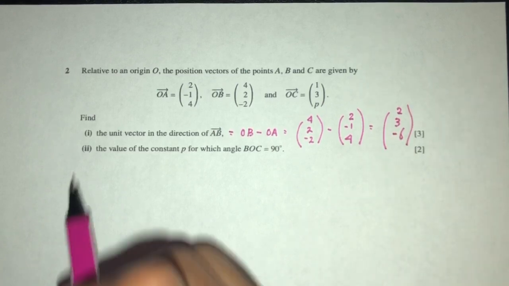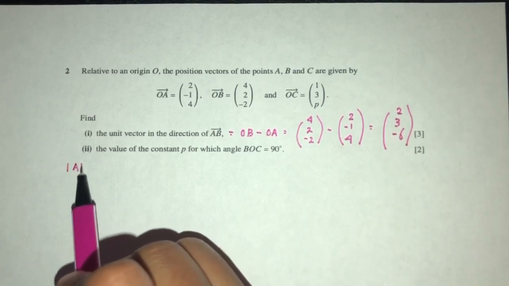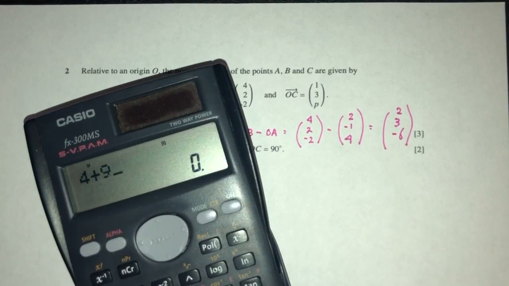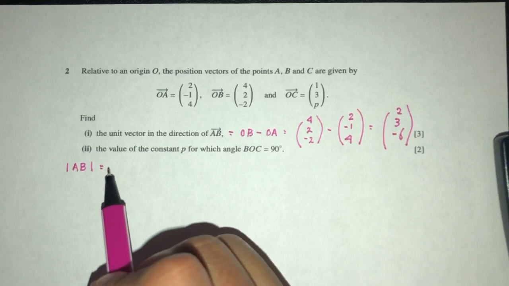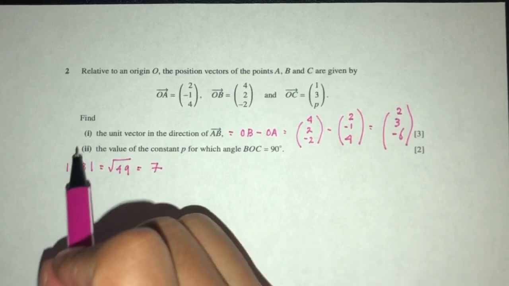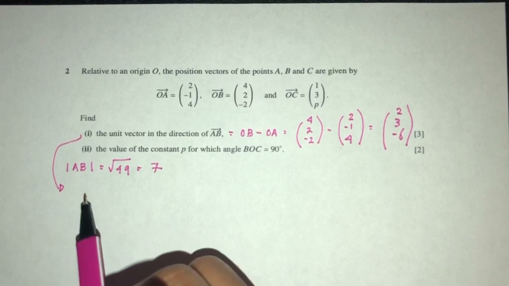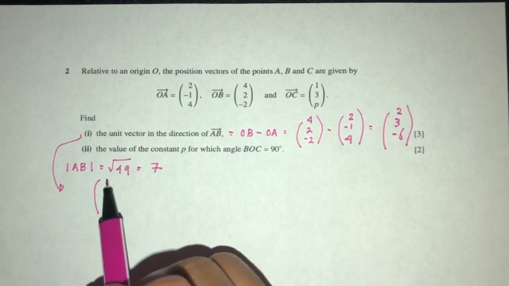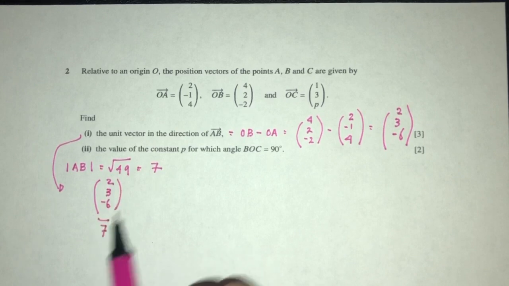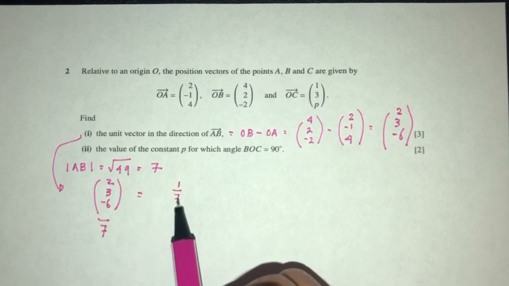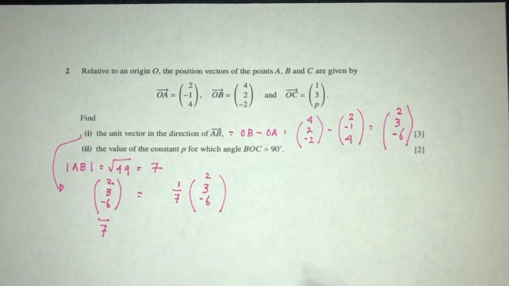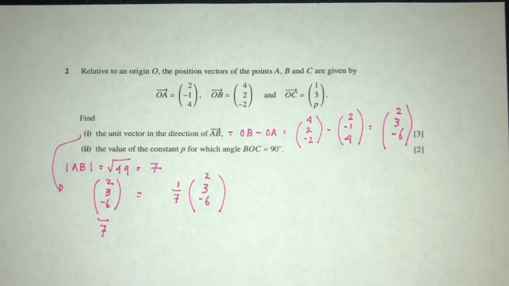This is AB. Now we have to find the magnitude of AB. Pretty easy. That will be 2 squared, 4, plus 9 plus 36. That will be root of 49. That should be 7. So finally, our answer will be the vector itself, which is 2, 3, minus 6 divided by 7. Or you can write 1 over 7 multiplied by 2, 3, minus 6. This will be the unit vector in the direction of AB.